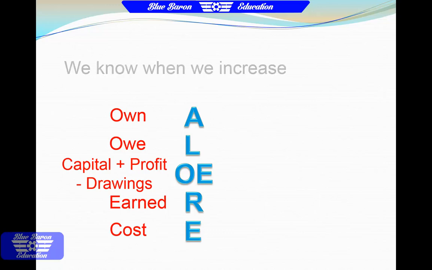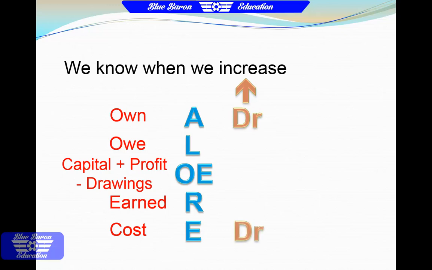Last video we also worked out that when we're increasing an asset or an expense, which are debit accounts, we debit those. And the liabilities, owner's equity, and revenue accounts are credit accounts, and we increase those with a credit.